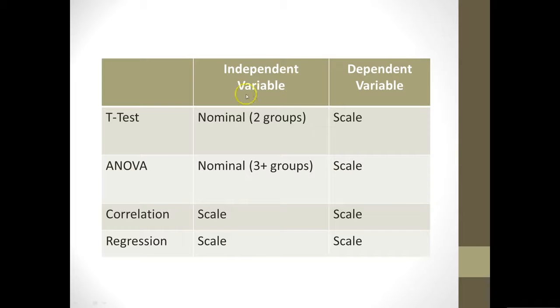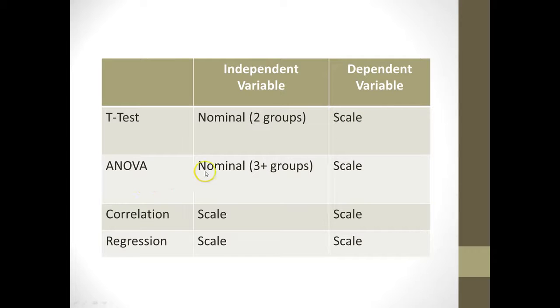Pull this up on the screen real quick. So the type of variable you're dealing with, the number of groups, and whether it's scale or nominal, will determine which statistical test you're going to use. And so these are basically the 4 tests we learned in the class: t-test, ANOVA, correlation, and a simple linear regression. When you're going to run a t-test, your independent variable is nominal, and it has 2 groups, only 2 groups. That's called dichotomous. The dependent variable is scale.